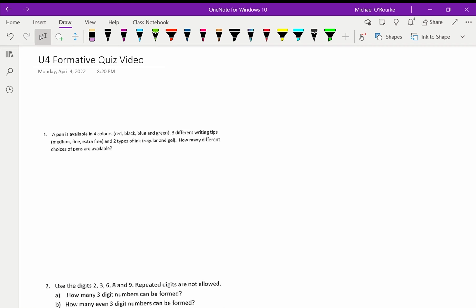First one, a pen available in four colors, red, black, blue, and green, three different writing tips, fine, medium, and so on. Two types of ink. How many different pens are there? So this is a simple counting one.